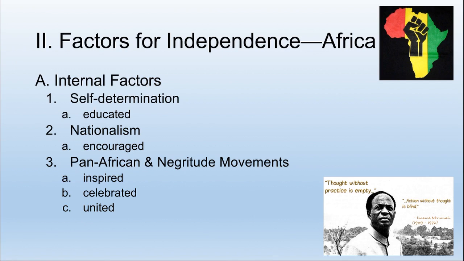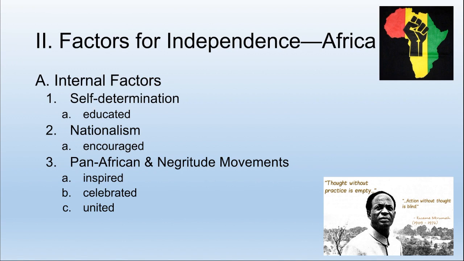Finally, the third factor that's going to lead to independence for Africa is the Pan-African movement and the Negritude movements. These are two political movements that are founded in the early 20th century. This is definitely going to be from the upper class, the educated, the more wealthy Africans. They are going to found this. It's actually inspired by similar movements in the United States and the Caribbean.